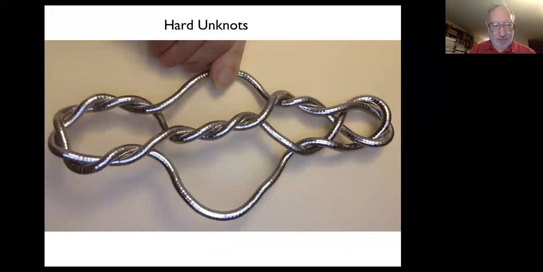We won't go on forever. I'll go on for another 10 minutes. There's more in the slideshow, but I thought that you might enjoy seeing that experiment.